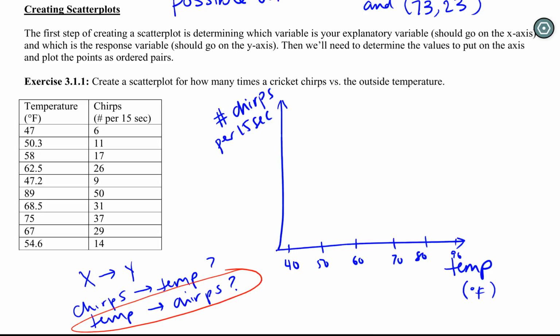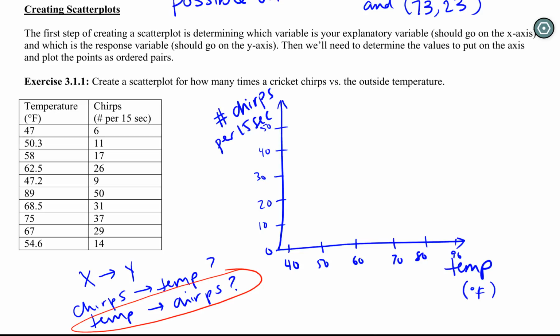And on my chirps, looks like I'm going from a 6 to a 50. So I'll just go from 0 is fine up to 50. So 10, 20, 30, 40, 50. The scaling does not have to be the same. It is nice if it can be, but it won't always work out that nicely for us.